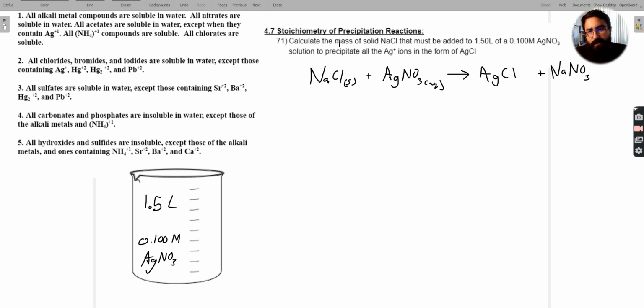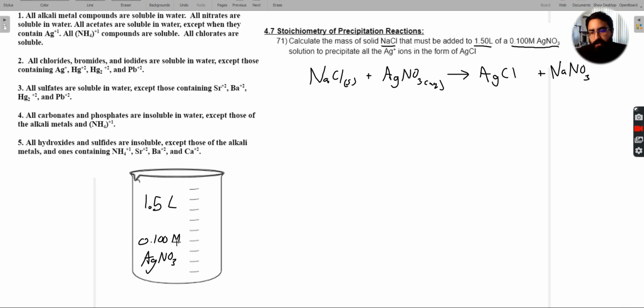So for problem 4.7, calculate the mass of solid NaCl. I believe this is a problem in your book. This is example 4.10 in your book on page 138. The problem is: calculate the mass of solid NaCl that must be added to 1.50 liters of a 0.100 molar AgNO3 solution. So you have 1.5 liters of silver nitrate.